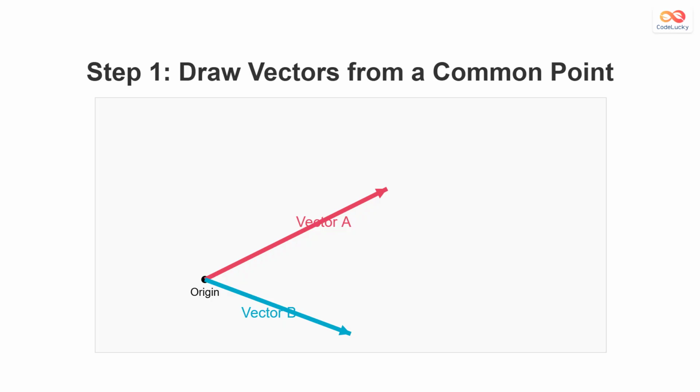Let's begin with the first step. Take your two vectors, which we can call vector A and vector B. The most important thing here is to place them so that their tails, or starting points, are joined together at a single, common origin.